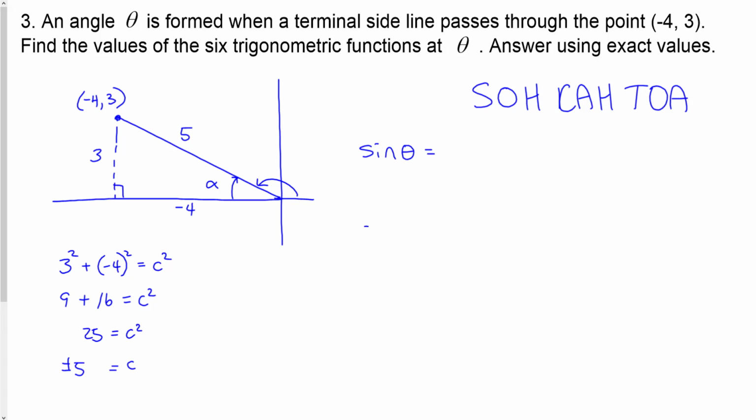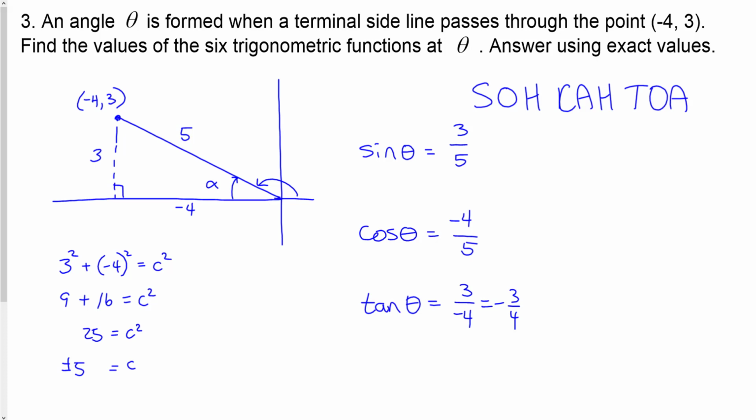Now, the 6 trig functions, we'll start with sine theta, cosine theta, and tangent theta. So using SOHCAHTOA, sine is going to be the opposite side over the hypotenuse. So in this case, 3 over 5. Cosine is going to be the adjacent side over the hypotenuse, and tangent is going to be the opposite side over the adjacent, which I could write as negative 3 over 4 or 3 over negative 4. It doesn't really matter. It both means negative 3/4.